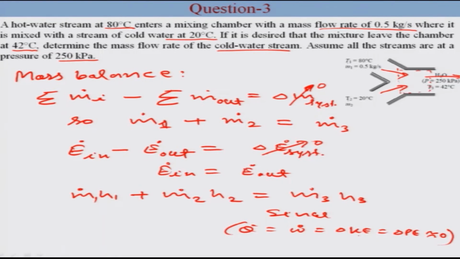So after combining this equation and this equation, we get m2 dot equal to (h1 minus h3) upon (h3 minus h2) times initial mass flow rate m1 dot. Okay. Now to get the value of m2 dot, we need to know all these variables.